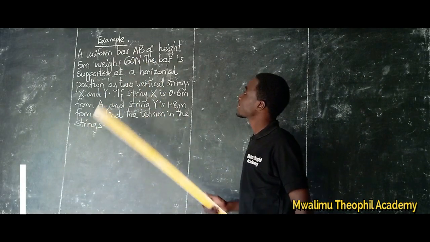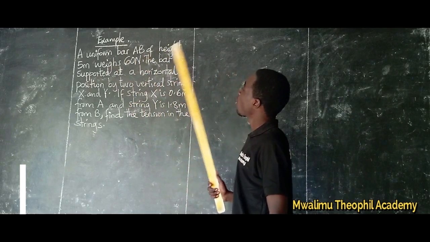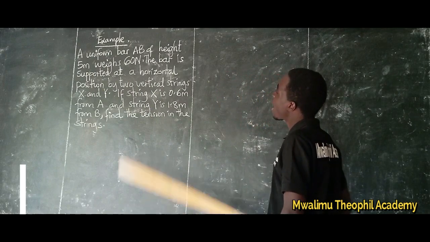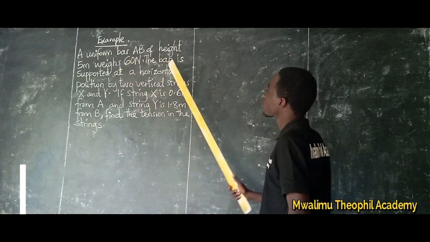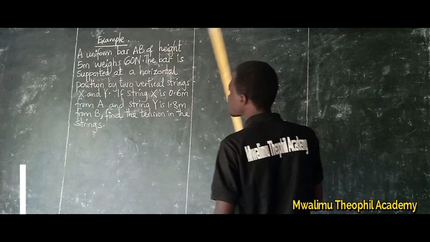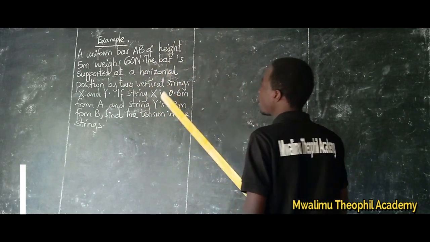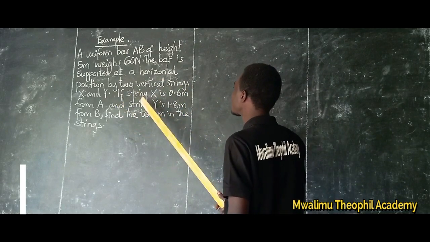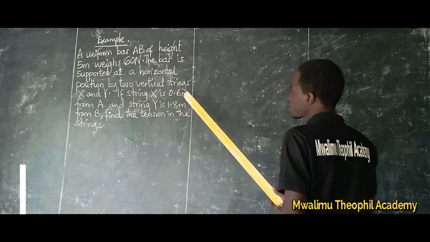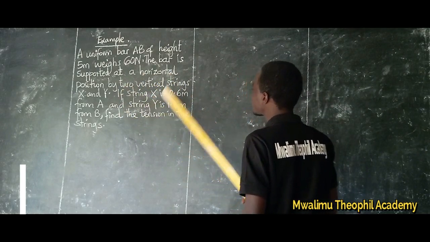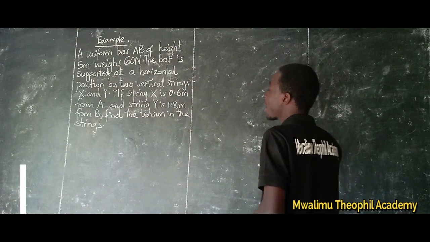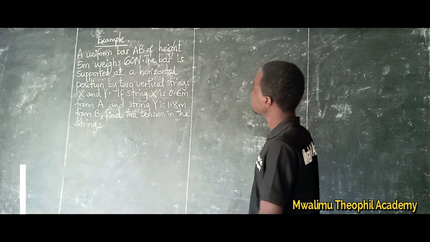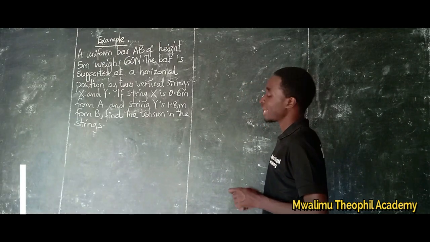Our example states that a uniform bar AB of height 5 meter weighs 60 newton. The bar is supported at a horizontal position by two vertical strings, X and Y. If string X is 0.6 meter from A and string Y is 1.8 meter from B, find the tension in the strings. Now, as our question states, we have to find the tension in string X and Y.